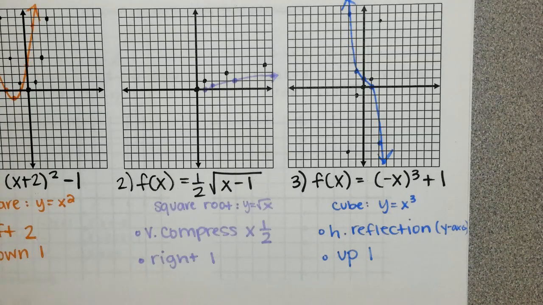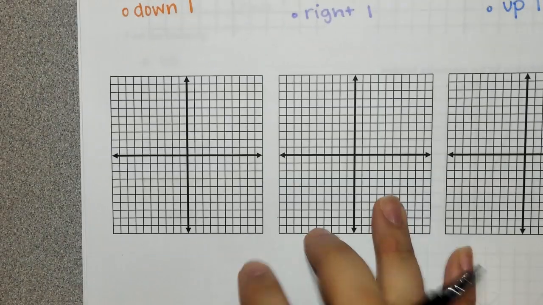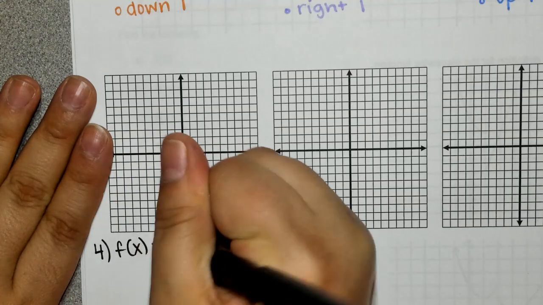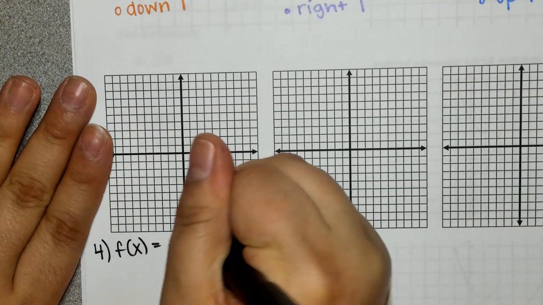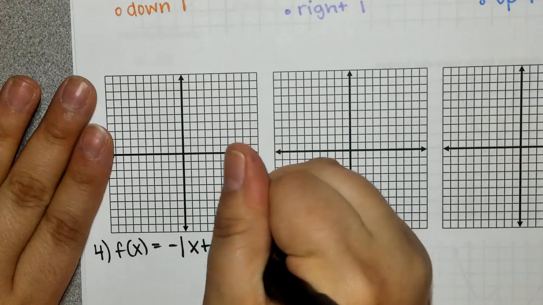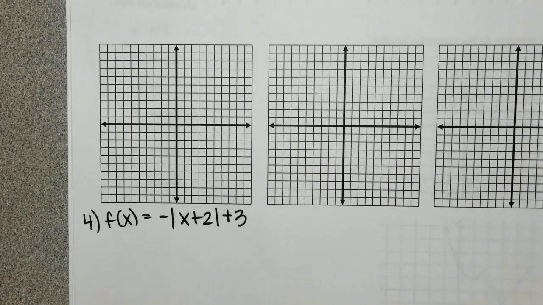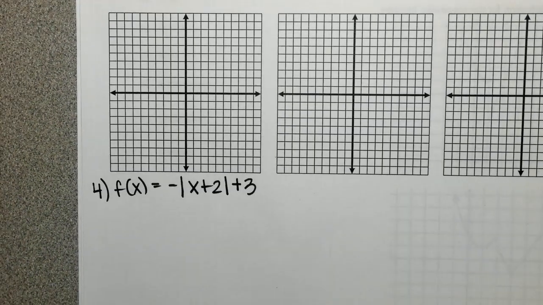All right. Are you ready for more? Example number 4 is f of x equals negative absolute value of x plus 2, plus 3. We're going to do this one together. What is this parent function?